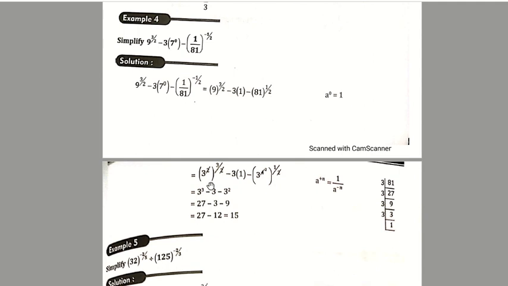So when you solve it, 9 can be written as 3 square. So 2 and 2 get cancelled, minus 3 into 1. 81 can be written as 3 to the power of 4. So 2 and 2 cancel. So 3 cube minus 3 square, which can be written as 27 minus 3 minus 9. Hence 27 minus 12 is equal to 15.